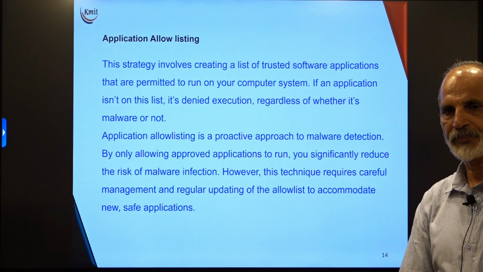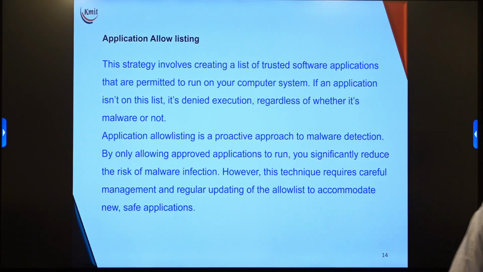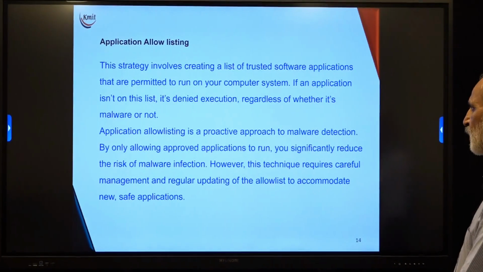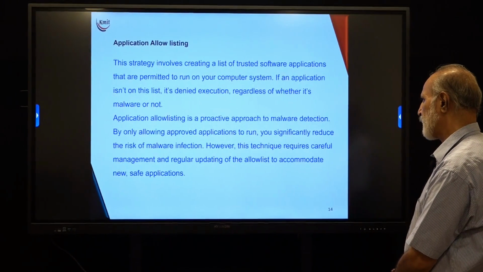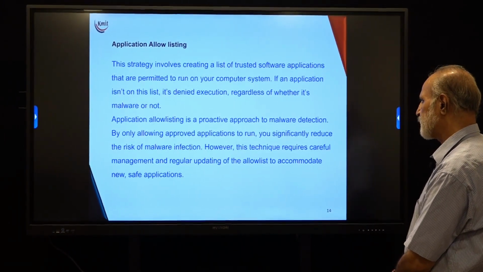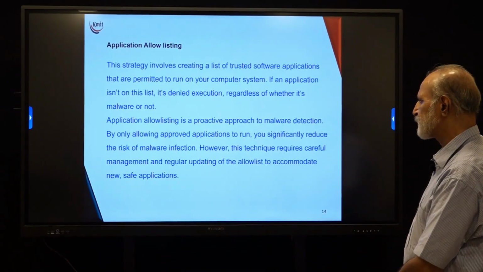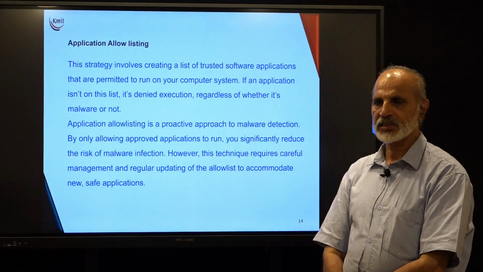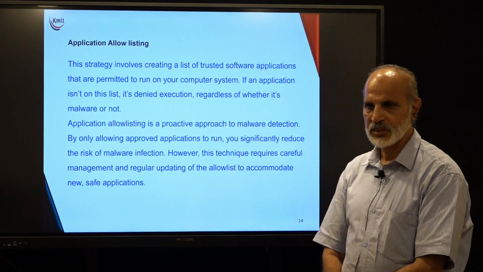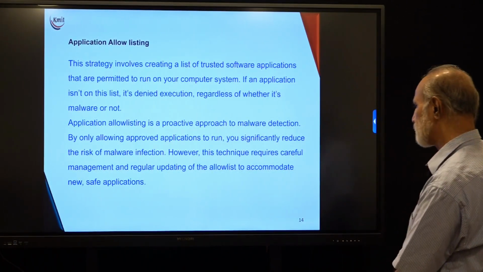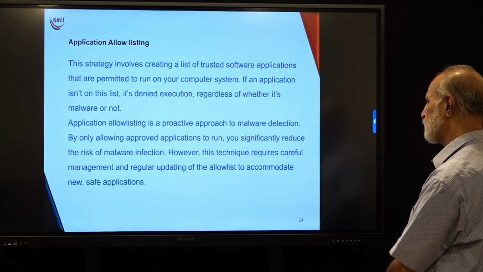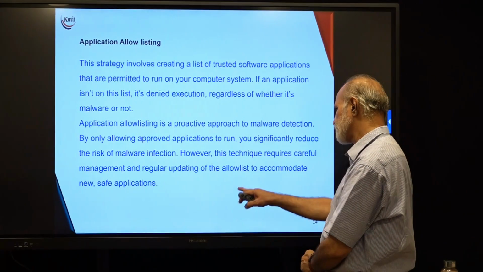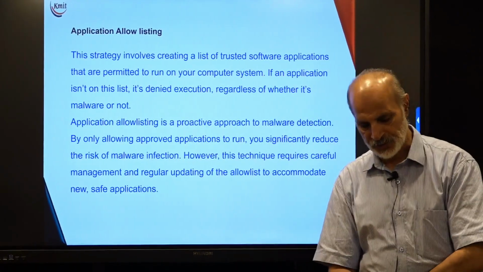Then the most prevalent practices existing in the cloud are application allow list and block list. Application allow listing is a proactive approach to malware detection. By allowing only approved applications to run, you significantly reduce the risk of a malware infection. So, you sit down and allow only certain websites or a limited number of pages to be seen on your system. It will not allow others to get into the system, and it will keep infection to a minimum. However, this technique requires careful management and regular updating of the allow list to accommodate new safe applications.